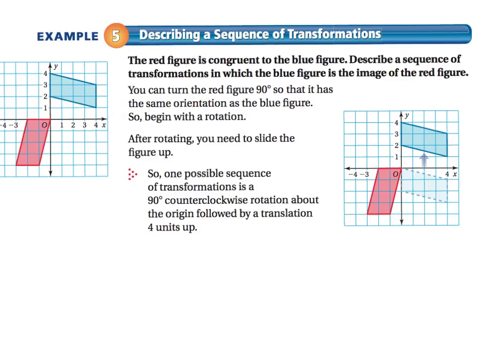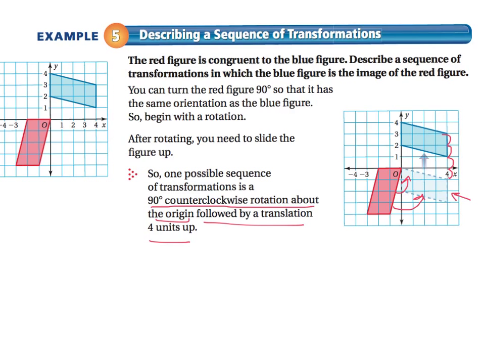I'm going to start by turning the red figure 90 degrees counterclockwise. Notice what happened right here. Here it is. It swung up 90 degrees counterclockwise. And then you can see it here. It's right here in the dotted line. Then we slide it up. We translate it up. Well, how many units? 1, 2, 3, 4. Up 4 units. So you can't just say rotation, then translation. You must say a 90-degree counterclockwise rotation about the origin, followed by a translation of 4 units up.